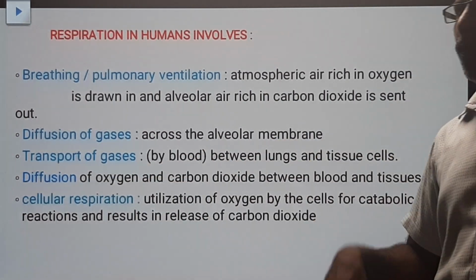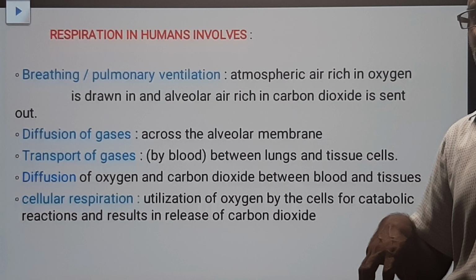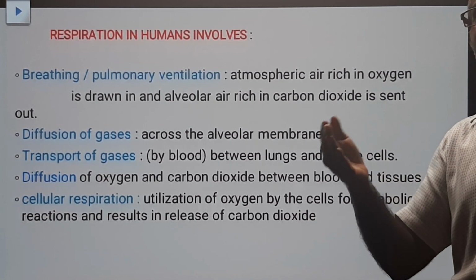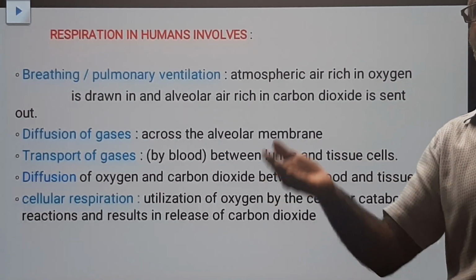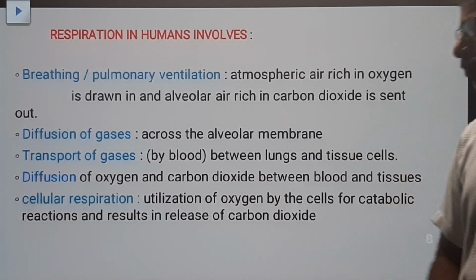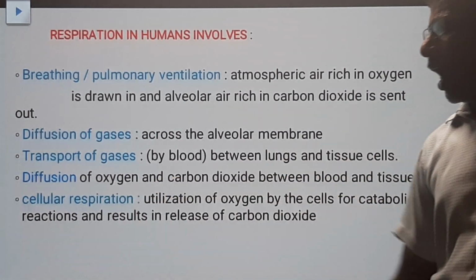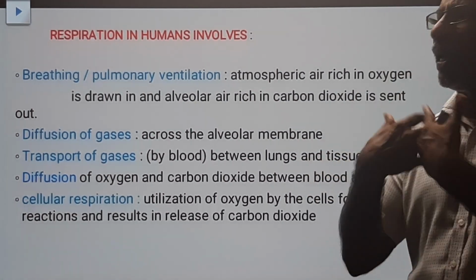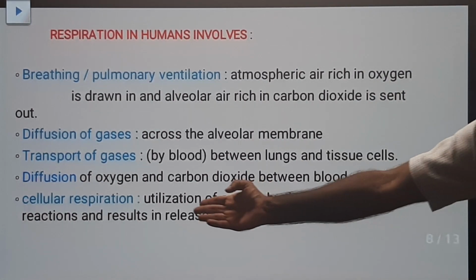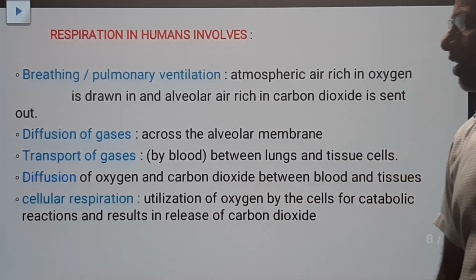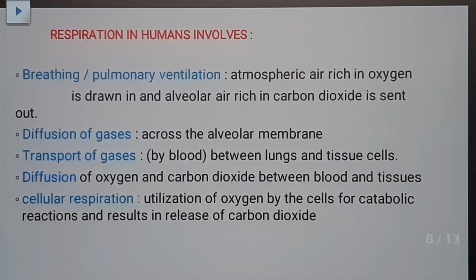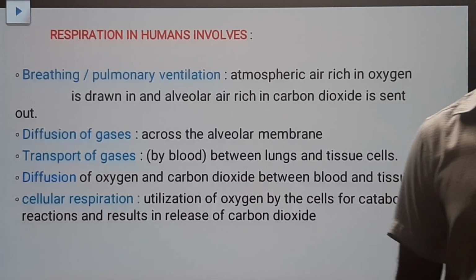Next, the fourth one is diffusion, internal diffusion. Now the diffusion between blood and tissues. The blood gives oxygen to the tissues. The tissues give carbon dioxide to the blood. The last one is cellular respiration. In cellular respiration, oxygen is utilized to break down glucose molecules to liberate energy. That's why it is also called internal respiration. These are the various stages involved in the process of human respiration.